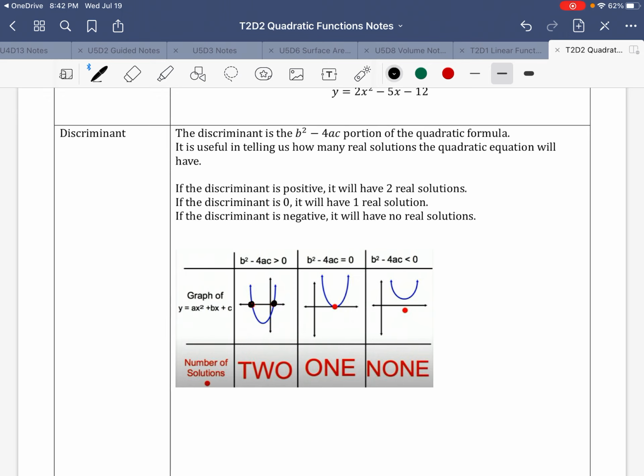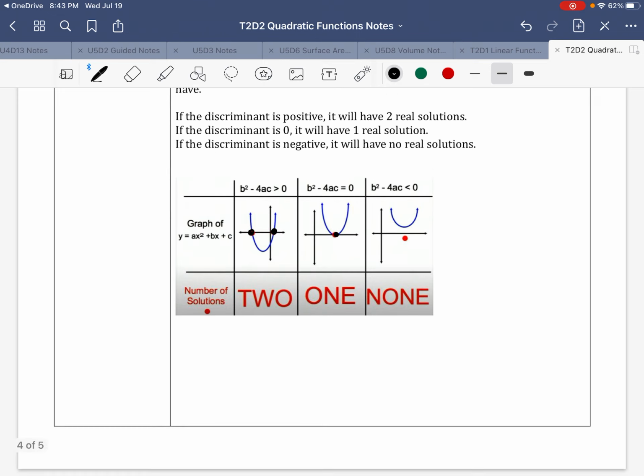Just like this first example here, you'll see there's 2 times where it passes the x-intercept, the x-axis. If the discriminant is 0, you'll have 1 real solution. And if it's negative, it'll have no real solutions.